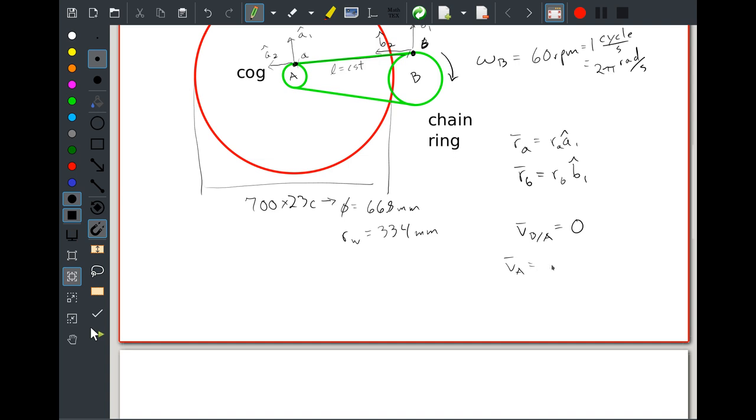So VA is equal to negative RA times omega A times A2, and VB, use that lowercase here, is negative RB omega B times B2, because the derivative of A1 is negative A2, omega times negative A2, where omega A and omega B are how quickly the chain ring and the cog are spinning.